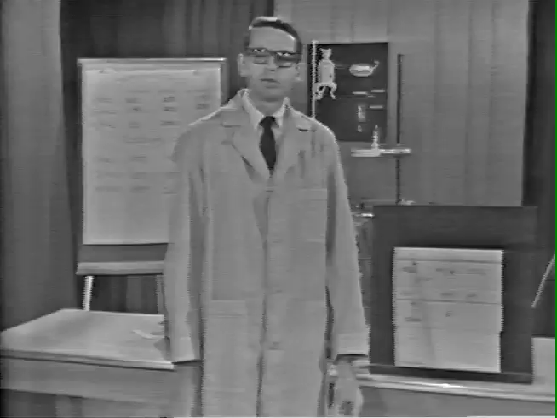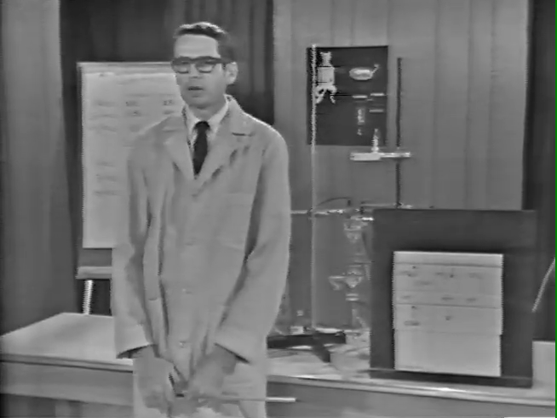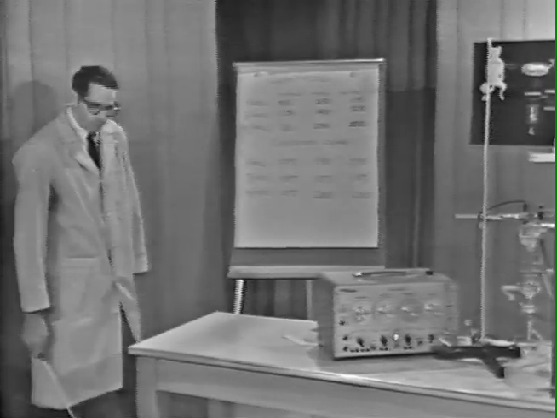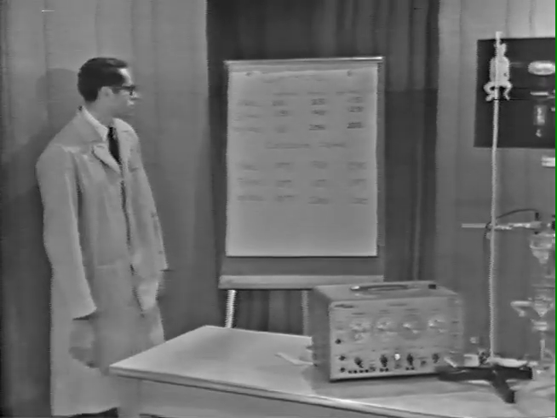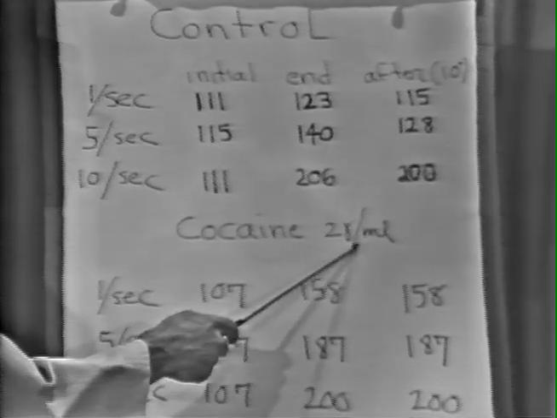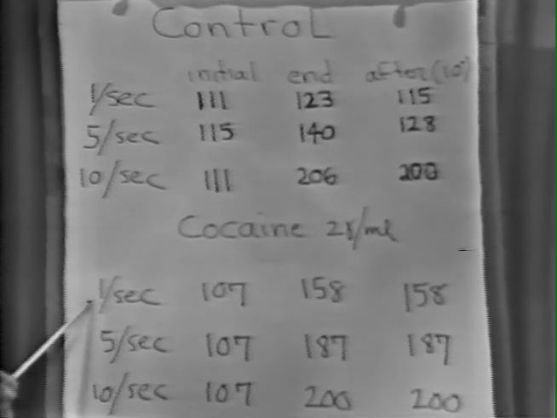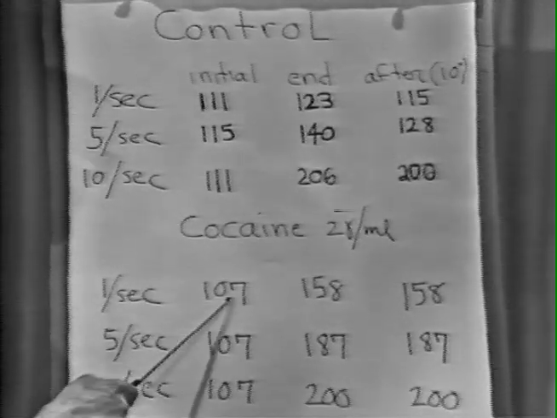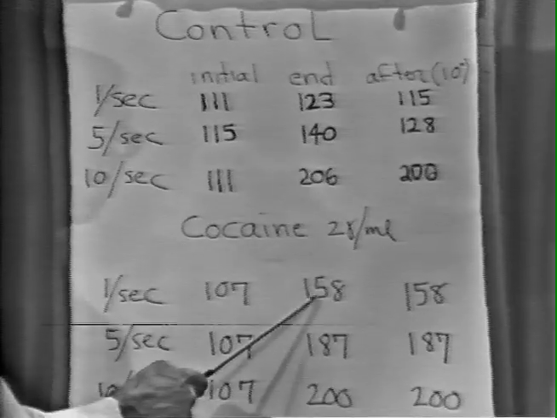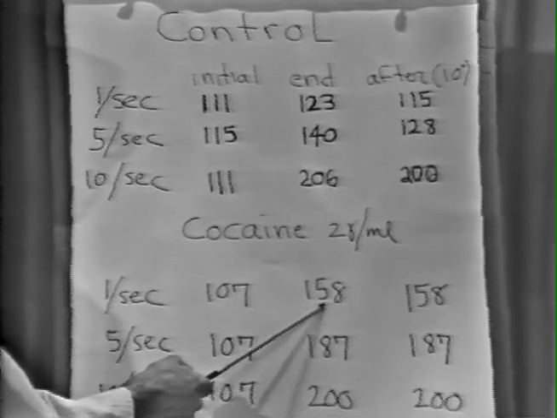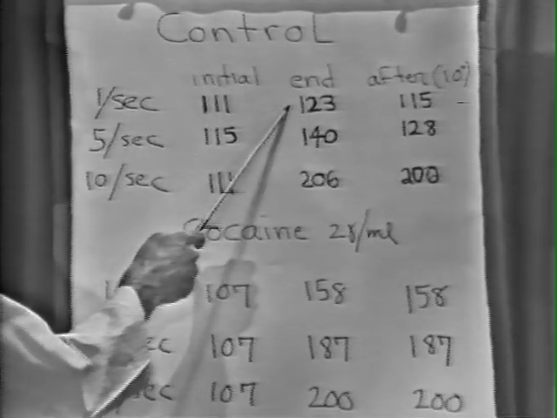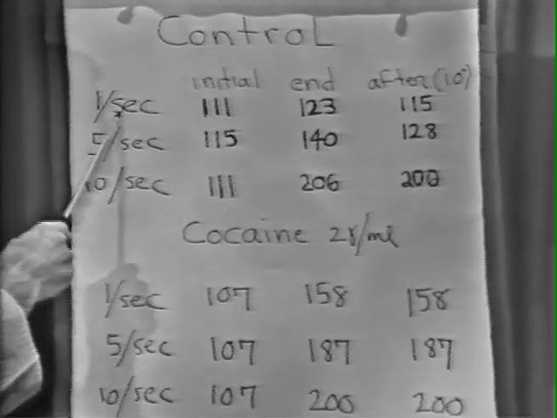The responses to 1, 5, and 10 per second are presented on the chart that we have here, and we can compare these results with the control preparation. After adding cocaine, 2 micrograms per milliliter, we see at 1 per second that the increase in the contraction rate upon stimulation, again for 100 seconds, was 51 beats per minute.